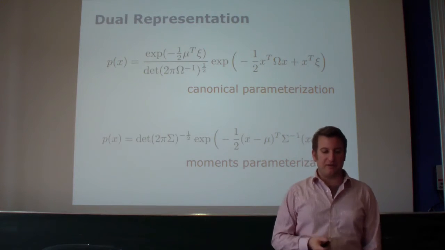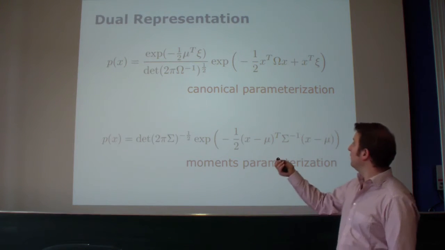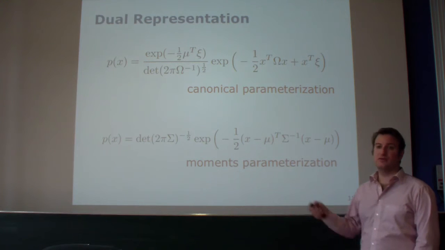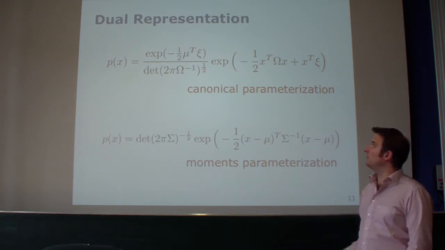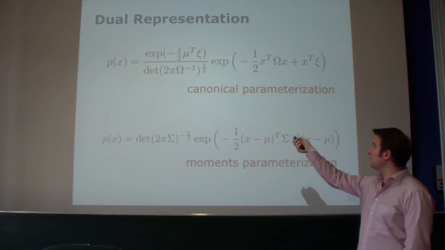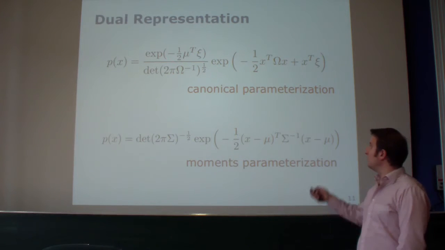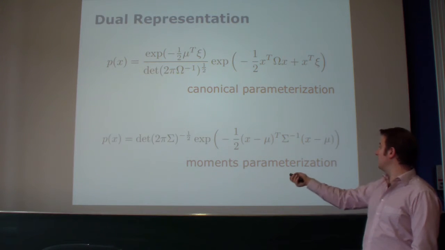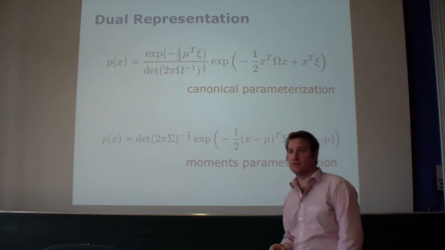So at the end, we end up having two representations. This is the canonical representation, written in a complete form, where we have a constant over here, and we have the moment parameterization.